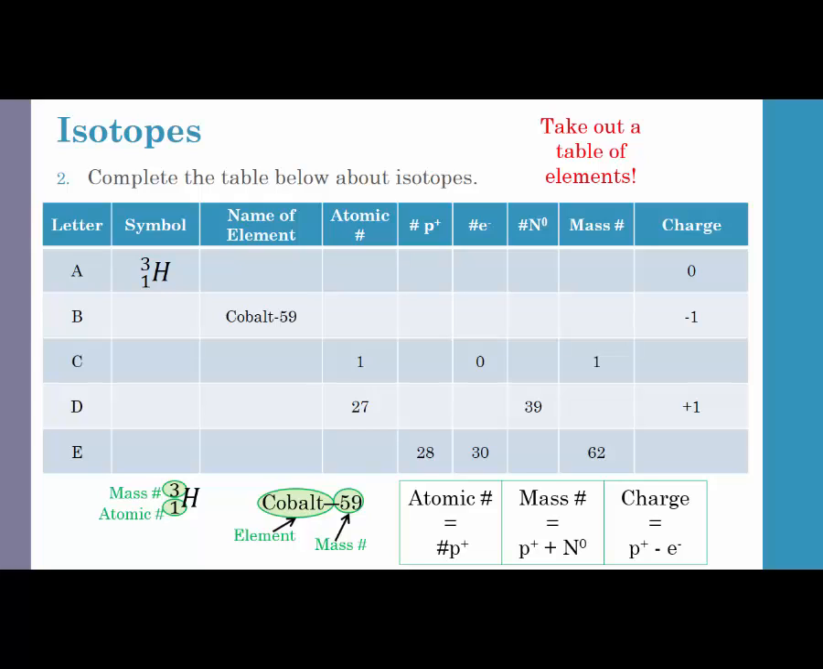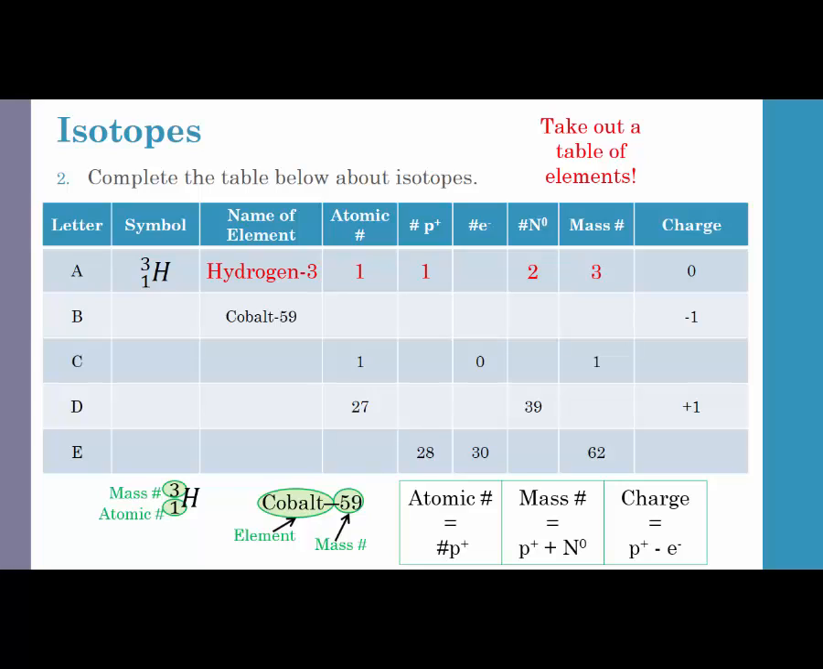We already know the name of this element is going to be hydrogen 3, and we already know that the atomic number is 1, which means that we have 1 proton. The mass number is 3. If we know the mass number and we know the atomic number, we can figure out how many neutrons there are. Mass number is protons plus neutrons. I know that the mass number is 3. One of those is a proton, so that means that the other 2 are neutrons.